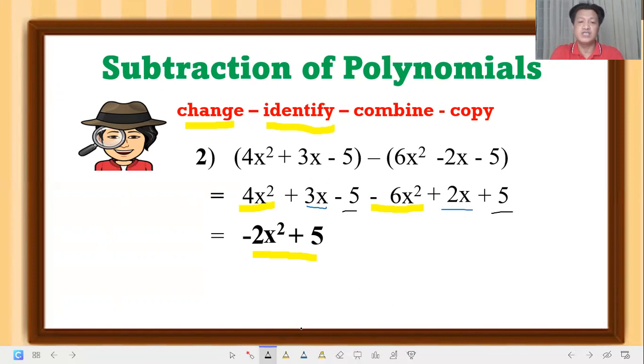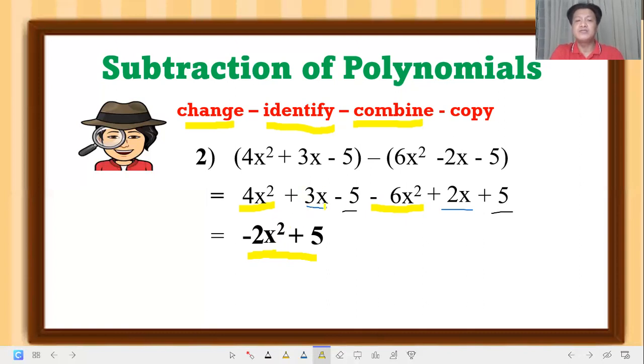Yun yung literal coefficient nila. Same dapat. So with that, we are going to combine, di ba, sa step natin. If we are going to combine, i-add lang natin yung numerical coefficient. 4 plus negative 6, that is equal to negative 2. Okay, this is it. And just copy the same literal coefficient, kaya nga x squared.